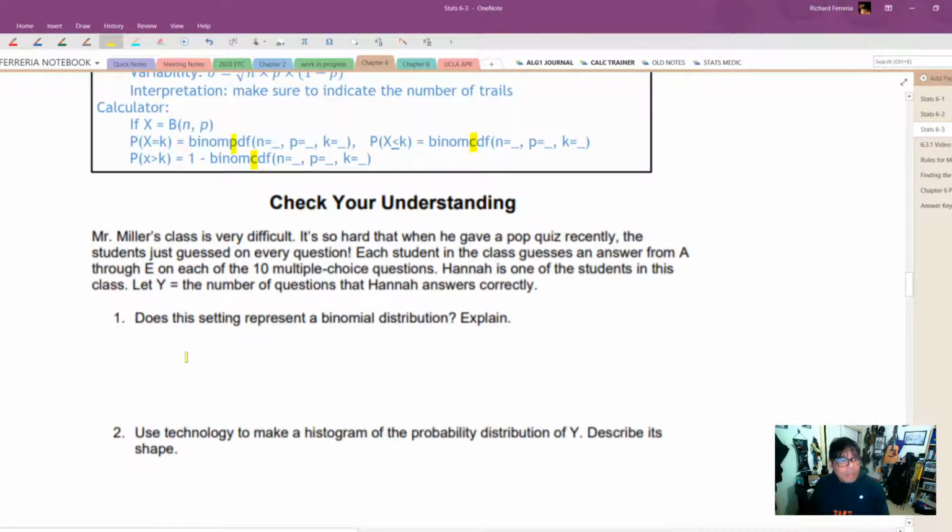Now, Mr. Miller's class is very difficult. It's so hard that when he gave a pop quiz recently, the students guessed on every question. Sounds familiar. Each student in the class guesses an answer from A through E on 10 multiple choice questions. Hannah is one of those students in the class, and let Y be the number of questions that Hannah answers correctly. Question 1. Is this a binomial setting?